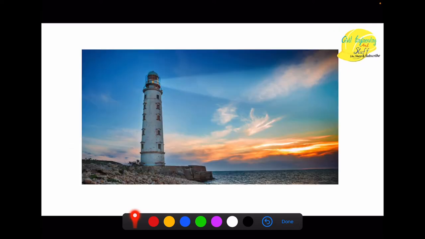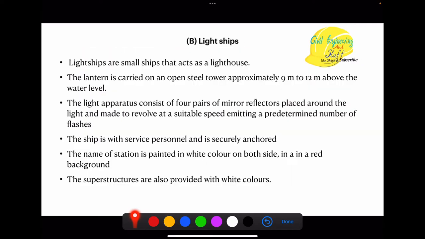All right. The second is what we call the lightship. This lightship comes under the floating signal category. It will come under the floating signals. We have discussed fixed and floating.